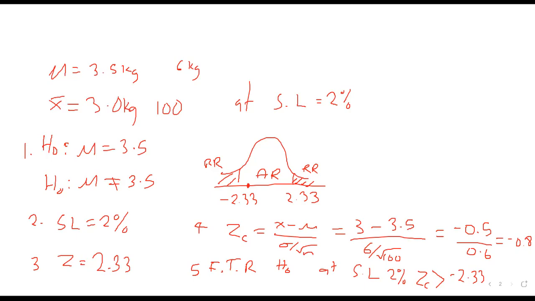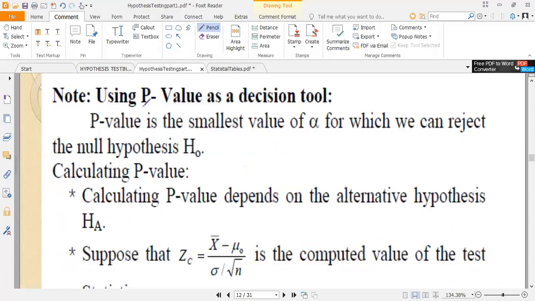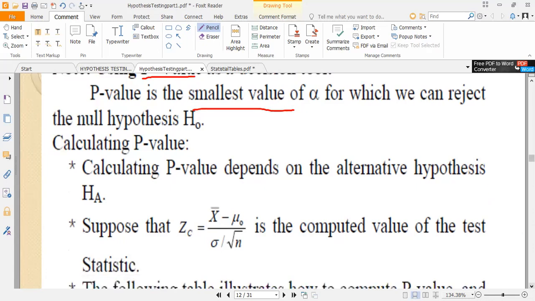Okay. Now, there's the issue of what we call the p-value. We can also use the p-value in making the decision. The p-value is simply the smallest value of our alpha for which we can reject the null hypothesis. For those of you who will be doing research, usually the p-value is a cardinal element that is used to calculate and make a decision. So this is how we calculate the p-value.